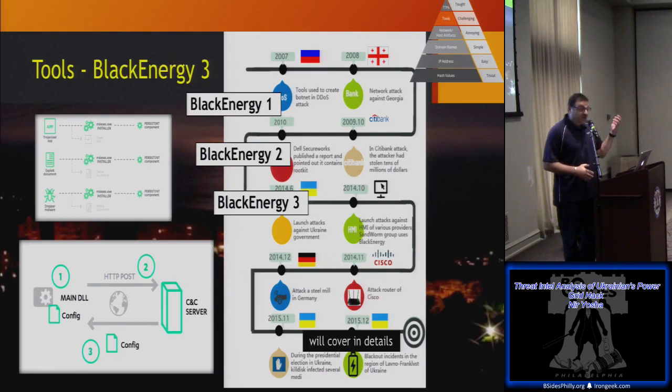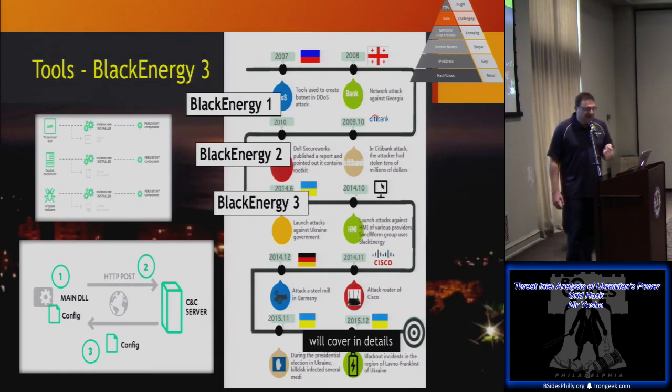Okay, so going down the pyramid of pain, we're looking at tools now. And the main tool used within the Ukraine power grid attack is BlackEnergy. Anyone familiar with BlackEnergy? Yeah. So BlackEnergy is a relatively old malware family that has evolved even through the years. And the story of BlackEnergy starts in 2007. At that time, it was a very simple Trojan specifically used for denial of service attacks.